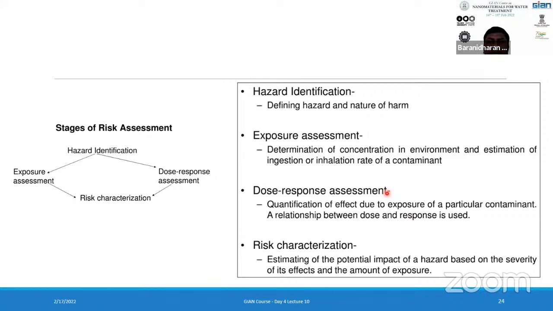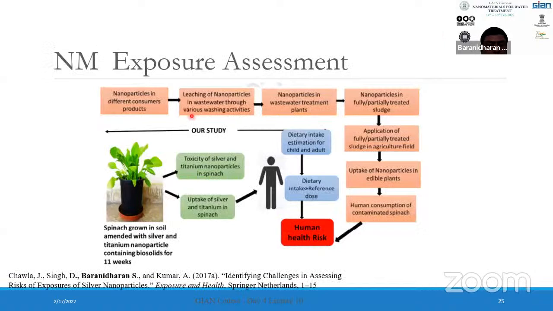Dose response, as the name suggests, you vary the dose, get the response, and then assess it. That is the dose response. And risk characterization, where you arrive at the values and then communicate to the audience whether it really has a threat or a potential impact on the environment. So moving on.